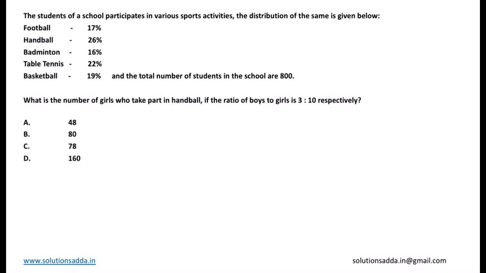So suppose NB is number of boys and NG is number of girls. So based on the given ratio, let us suppose number of boys is 3x and number of girls is 10x. The sport which is given to us is handball. So we need to find out the total number of students in handball. Therefore, let TH denote the total number of students in handball, and it is given to us as 26% of total number of students, which is 800.